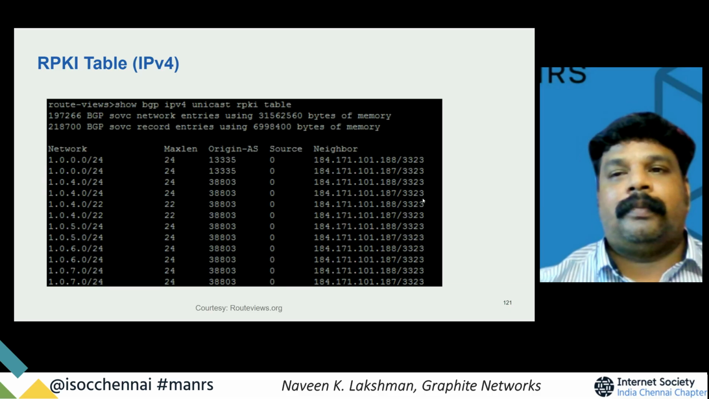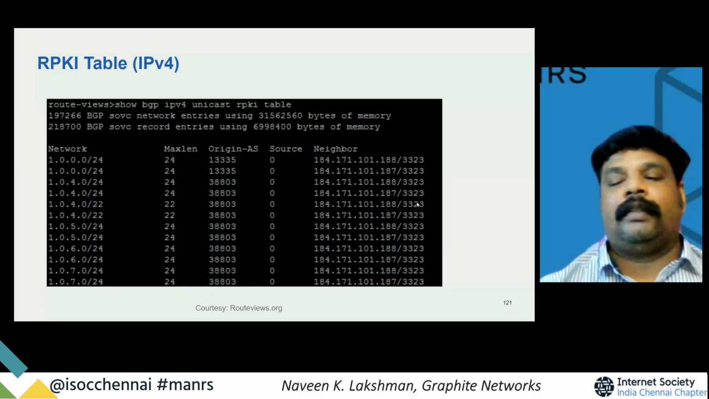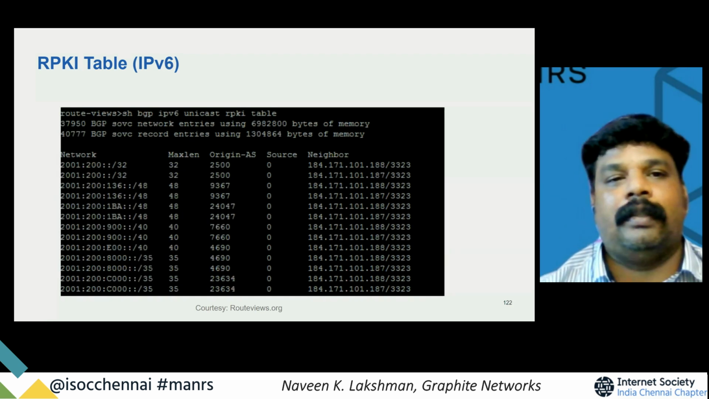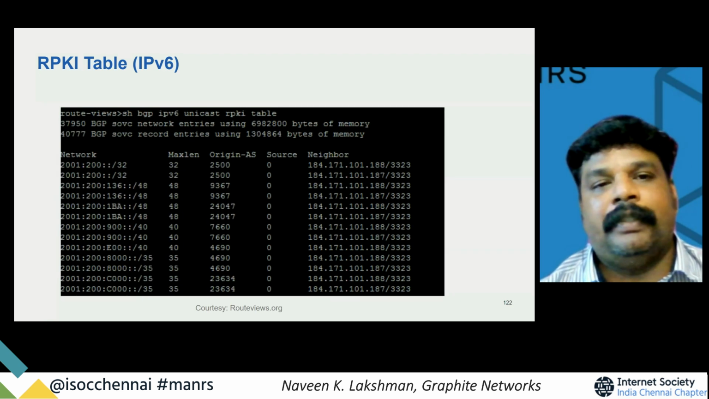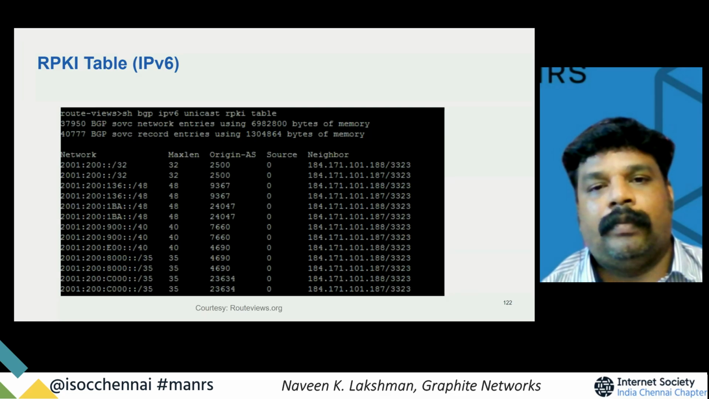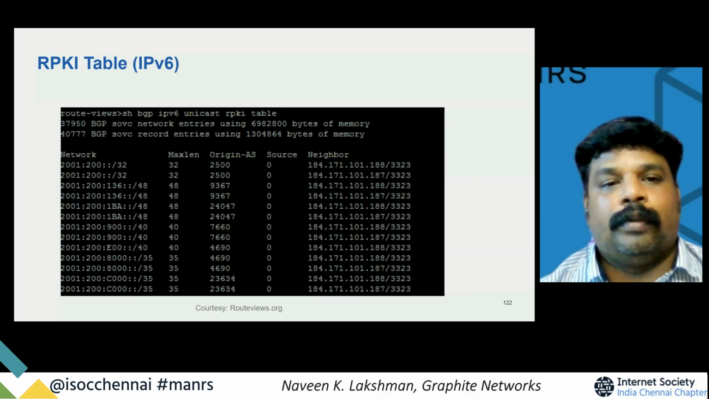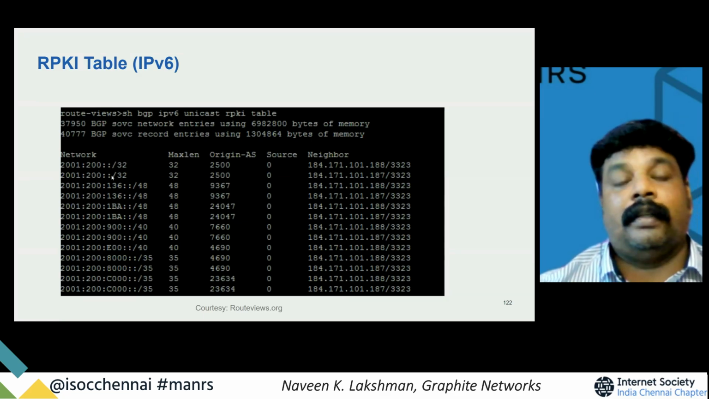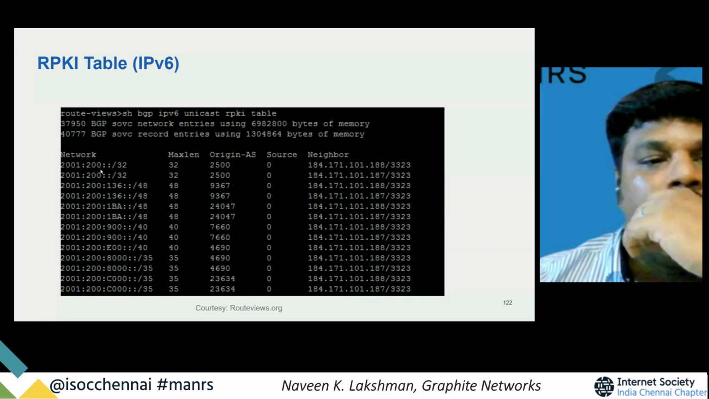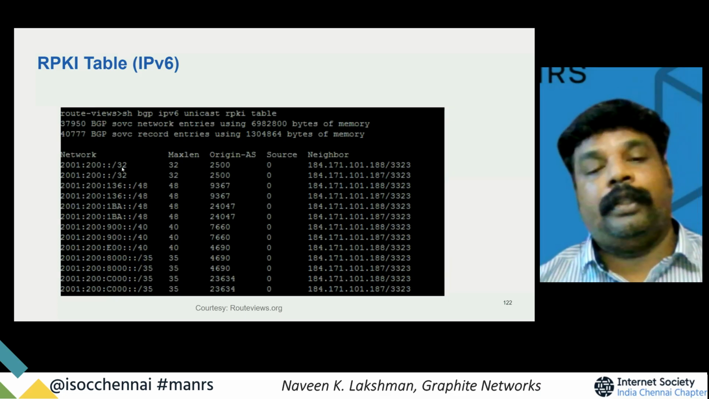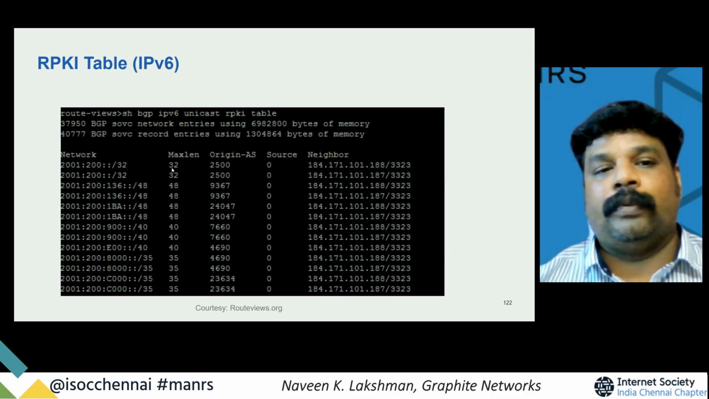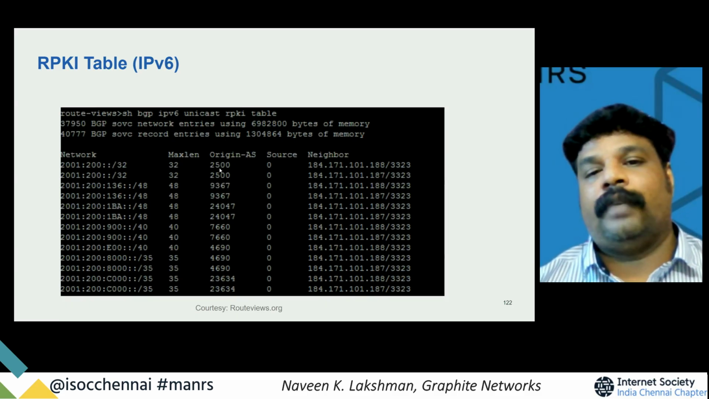Okay, fine. So that is for the V4 table. For the V6 table, you can see show BGP IPv6 unicast RPKI table. You can see the RPKI table for your V6 routes. Most of it, you can see the max length, which I told you. For example, if I have a prefix of 2001:200::/32, and the max length that they have created is /32, the origin AS is 2500.